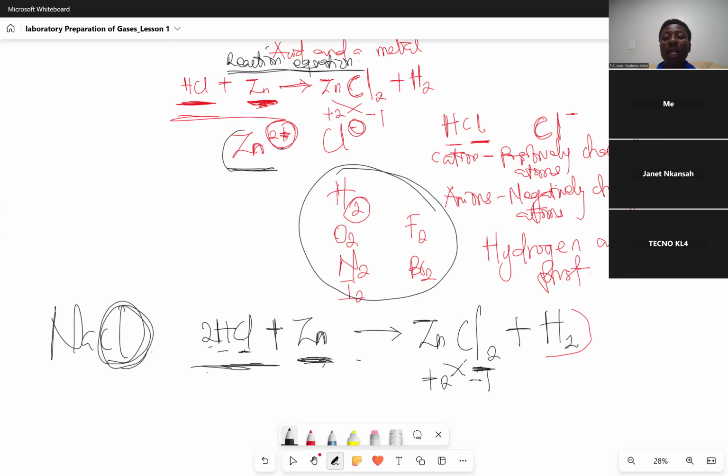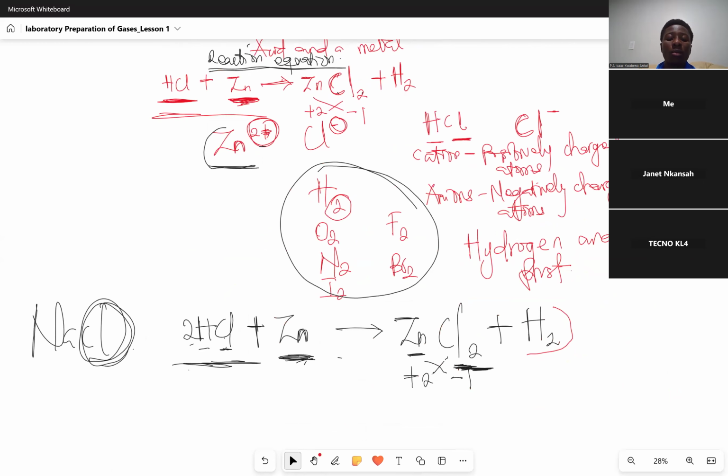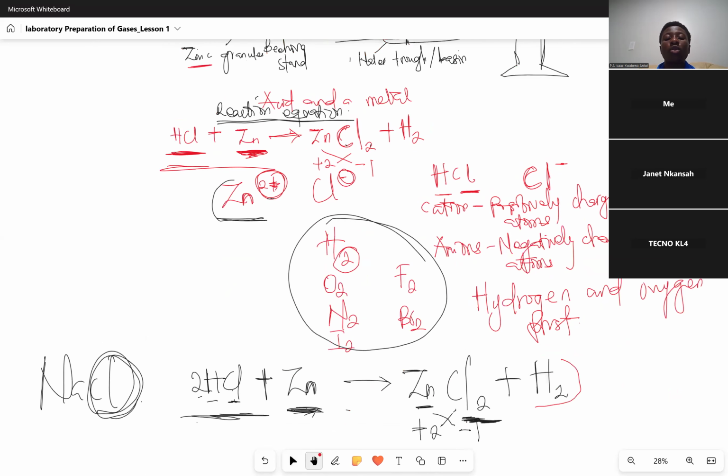Anyway, at the product side, chlorine is 2, so that is catered for. Zinc is 1 here and also 1 at the product side. So the equation is balanced. We are done. So for the reaction equation, you write this whole thing: 2HCl plus Zn gives ZnCl2 plus H2.